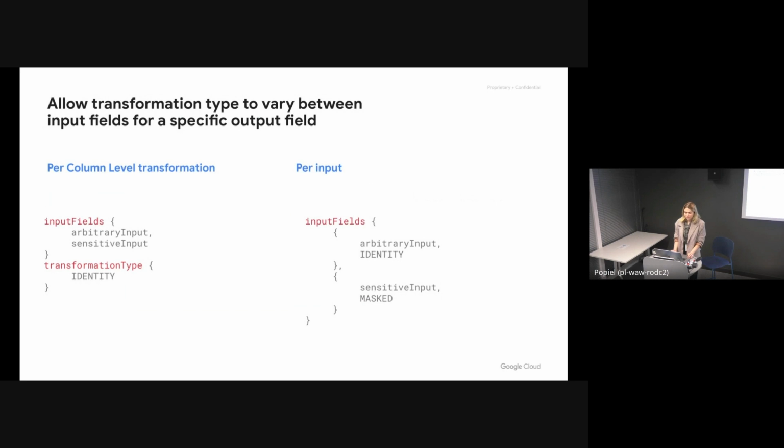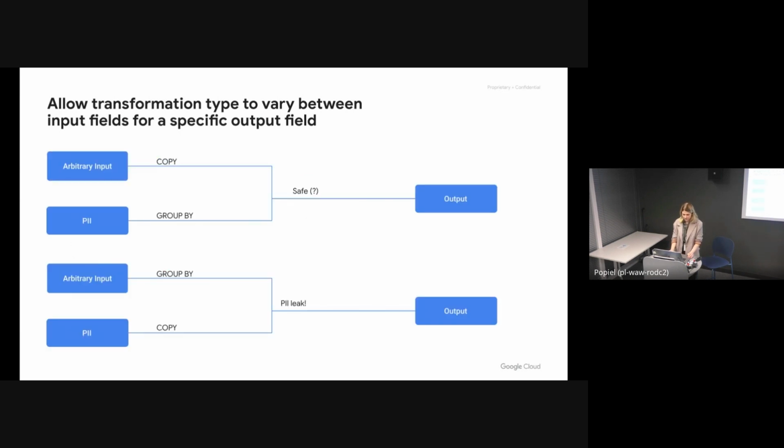The second proposal is also about this transformation type. Now it's defined for all inputs and output for the whole operation. But again, it would make sense to have more granularity and define it separately for each input. Why can it be important?